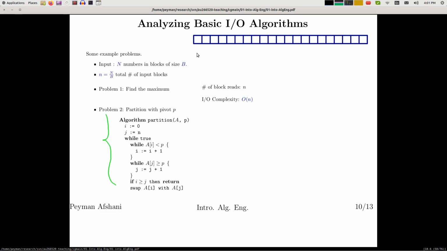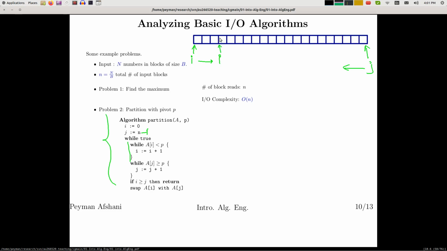We initialize two variables, i and j. So i is at the left, initialized to 0, and j at the end. Actually, this should be n minus 1. And then what happens here is that you move i to the right, and j should move to the left. As long as the element at position i is smaller than p, we're happy. We can increase i by 1. So this while loop terminates at an element at position i that is bigger than p, or at least p.